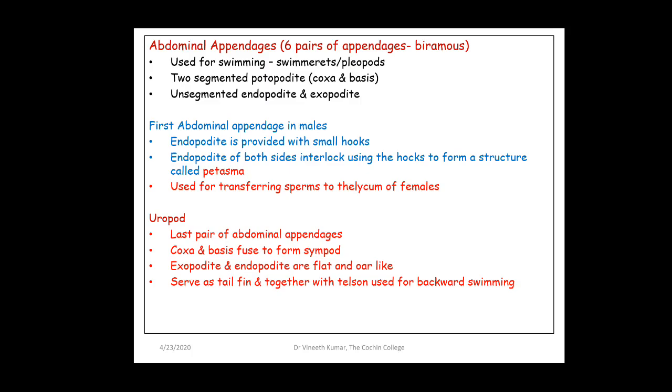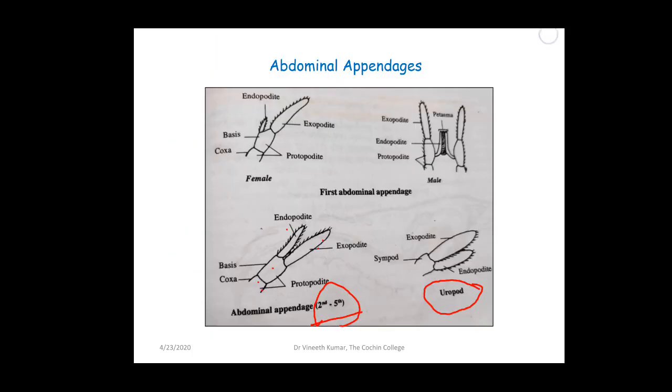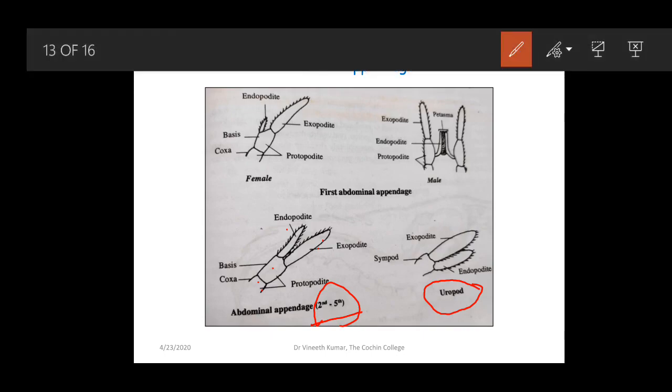The first appendage in the female is more or less like the typical appendage. The only difference is that the endopodite is shorter and the exopodite is long. In a typical one, both the endopodite and exopodite are of somewhat the same size, but in females the endopodite is smaller than the exopodite.